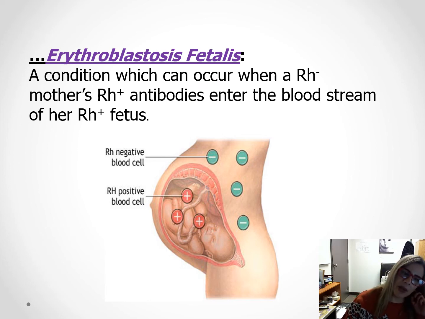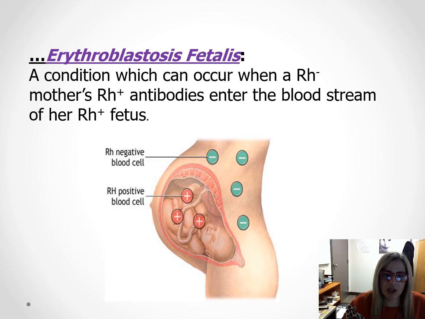So the term that we give to the clumping of blood in the fetal bloodstream is called erythroblastosis fetalis. And again, this is a condition that can occur when you have an Rh negative mother and an Rh positive baby in those subsequent second or third or whatever pregnancies.